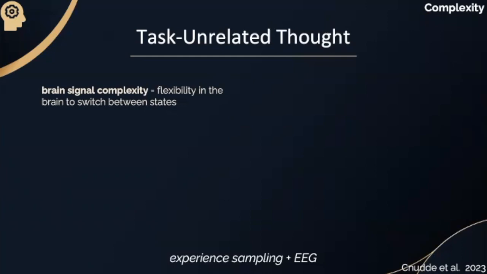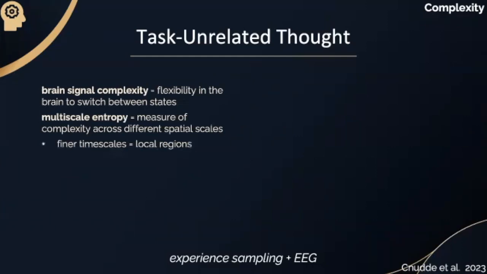We measured brain signal complexity using multi-scale entropy. This measure captures the flexibility of the EEG signal at varying timescales. Now, complexity at finer timescales indicates processing within local regions, whereas coarser timescales indicates flexibility across distal regions.